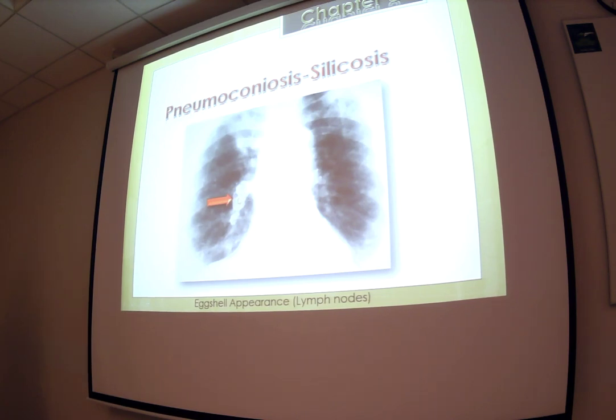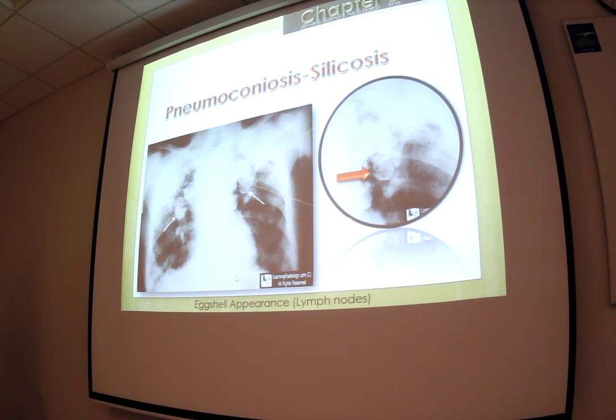Again, here's the lymph node that's got that eggshell appearance. See that very thin layer off the interior. Again here, see that eggshell appearance, and then the thinner outer layer.